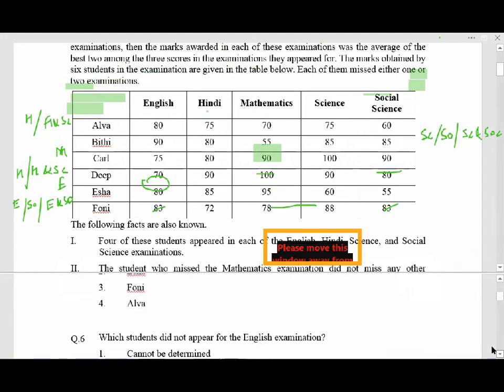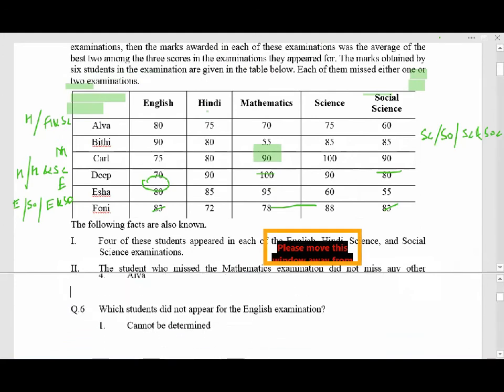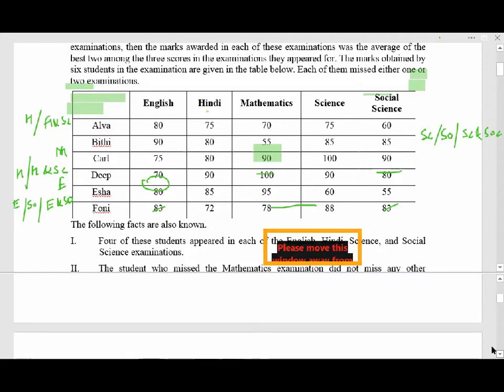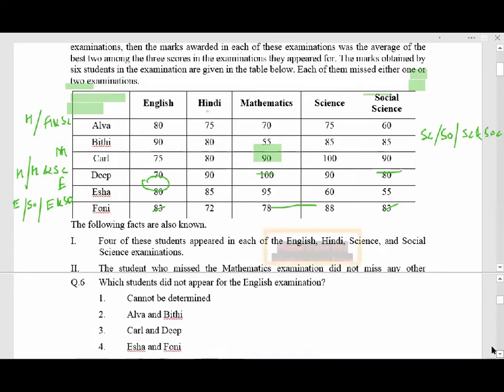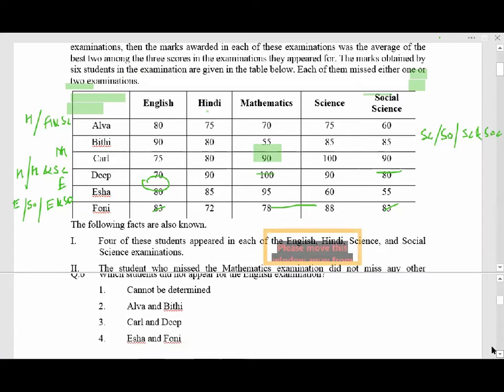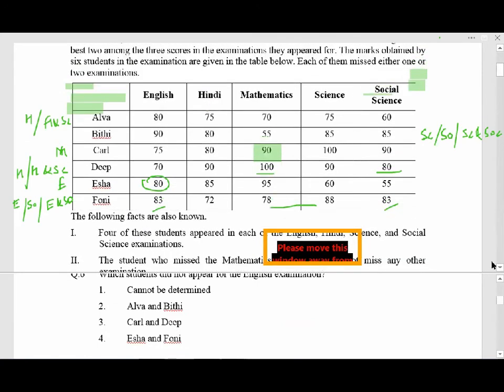Next question. Which student did not appear for English exam? English did not appear. Definitely Deep. And it can be Isha. So it should be Deep and Isha. Sorry, it's funny. I mismatched the order. Deep and funny. Sorry, Isha and funny. Isha definitely English and funny. Isha and funny. Option 4.